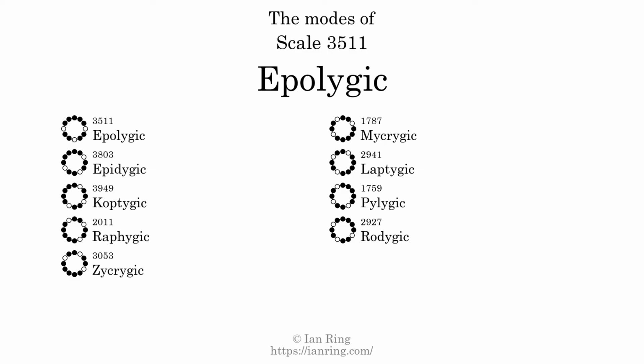The ninth and last mode is scale 2927, also known as Epolygic. It sounds like this.